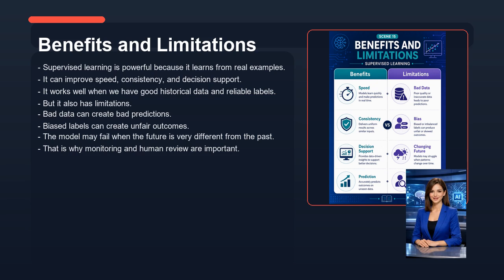But it also has limitations. Bad data can create bad predictions. Biased labels can create unfair outcomes. The model may fail when the future is very different from the past. That is why monitoring and human review are important.